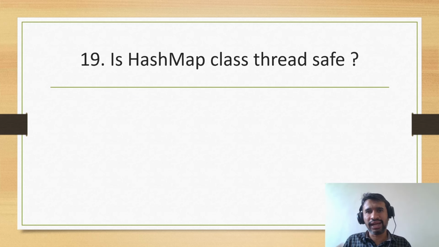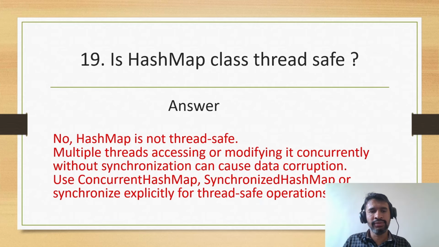We use HashMap, one of the famous collection types in our day-to-day work. But is it thread safe? The answer is no. HashMap is not thread safe. If multiple threads update it, we will not get the desired result. Multiple threads can access and modify it.